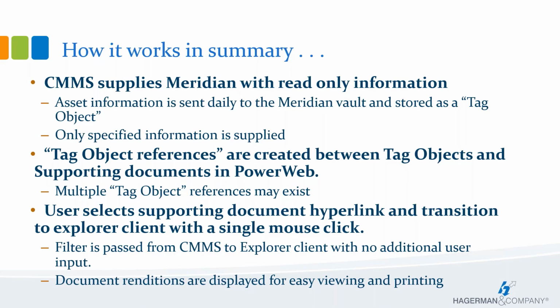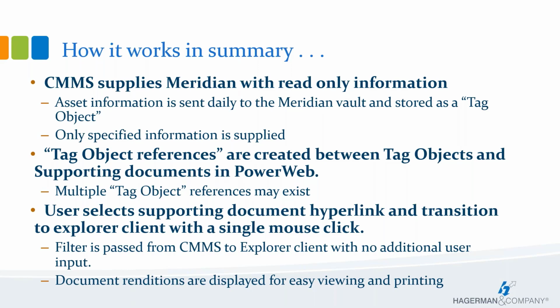called a tag object. Once that information is in Meridian, tag object references can be created between a tag object and a supporting document in Power Web. So once you have things like your operating manuals, your supporting drawings, your owner's manuals, you simply create a reference link between the appropriate tag object and the supporting document in Meridian.